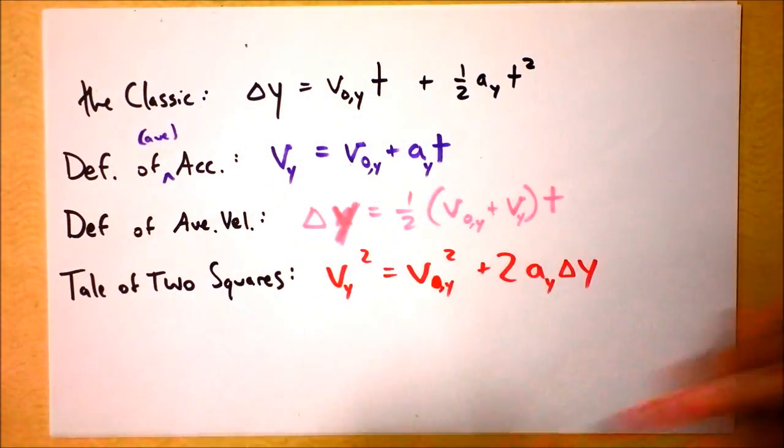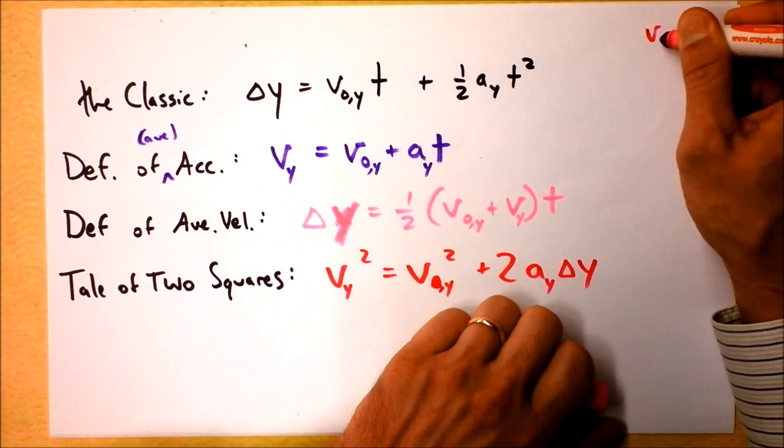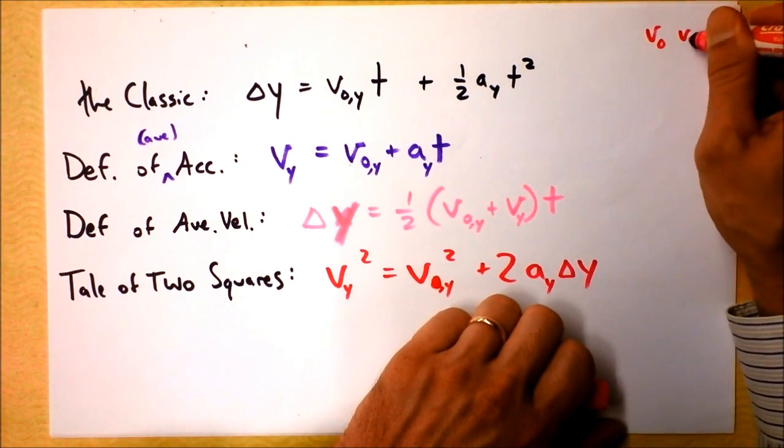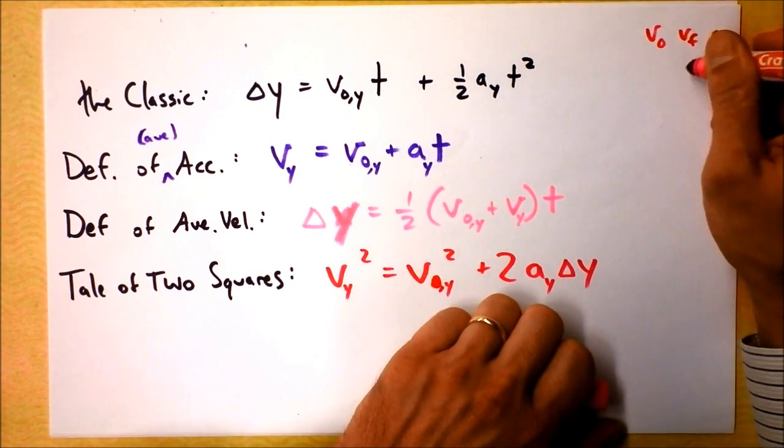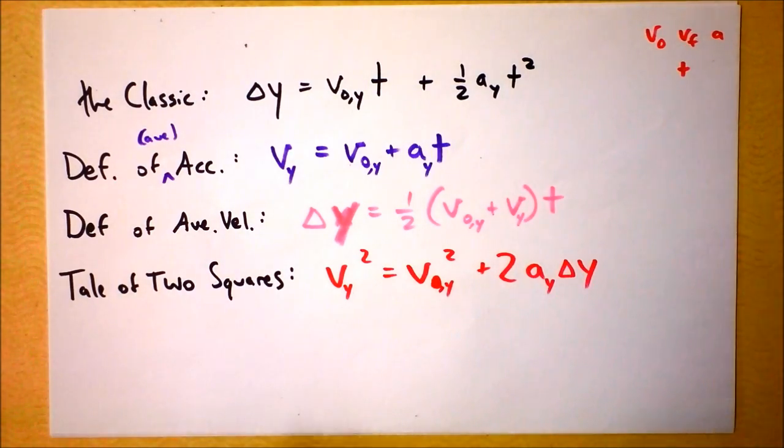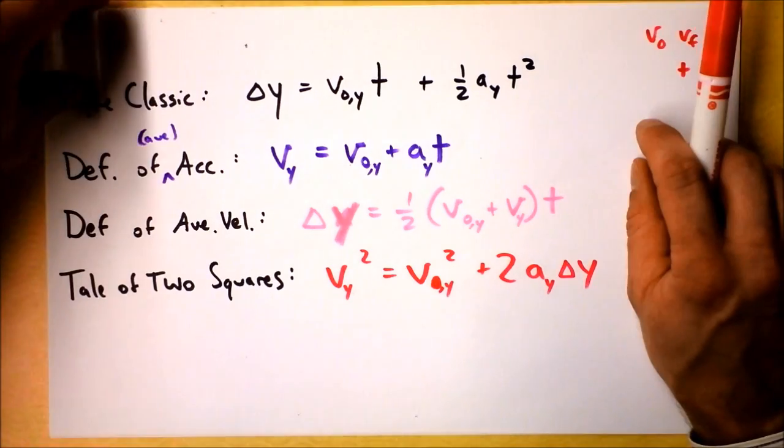Let's write those down right here. I want the initial, the final, acceleration, and time. Which equation has those in it? Oh, this one right here. So we have to be very careful as we're using the definition of average acceleration. I'll write it down on the next page and we can get to work.